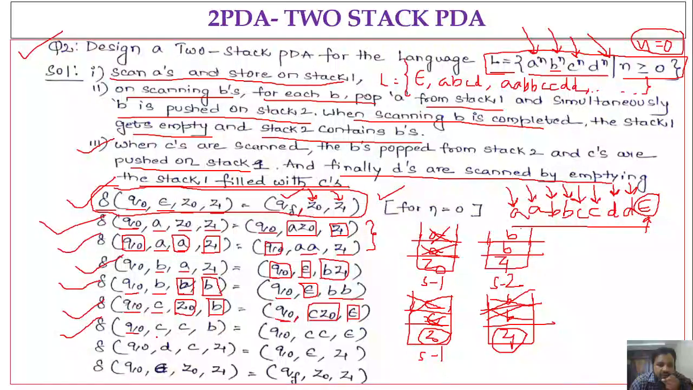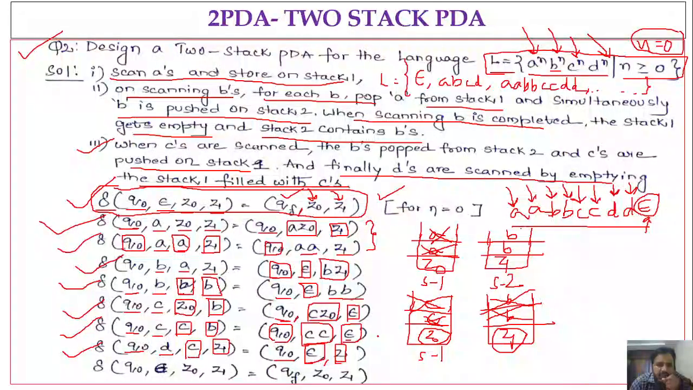If we are in Q0, if the input is C, top of the stack 1 is C, top of the stack 2 is B, then what we will do, we will be in same state Q0, push CC onto the stack 1 and pop the stack 2. So that's why comma epsilon we are writing here. Okay, and next one in Q0, if the input is D, top of the stack 1 is C, top of the stack 2 is Z1, then we have to pop stack 1. So Q0 comma epsilon, that means popping stack 1, comma Z1, that means we are restoring Z1 into the stack 2 again.